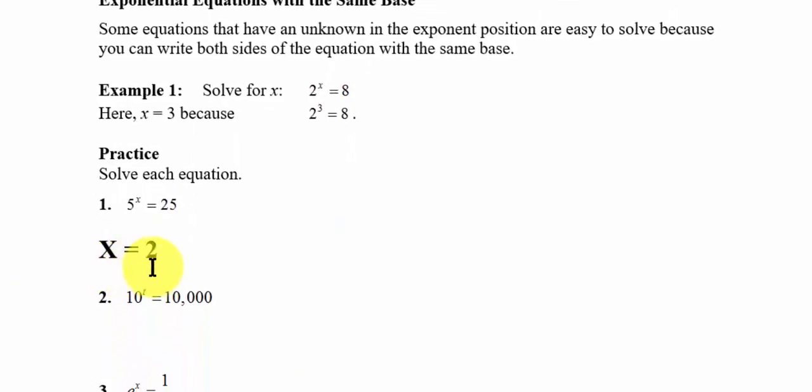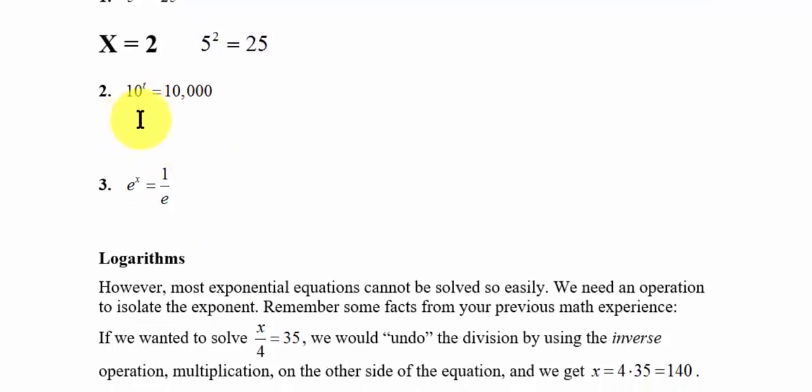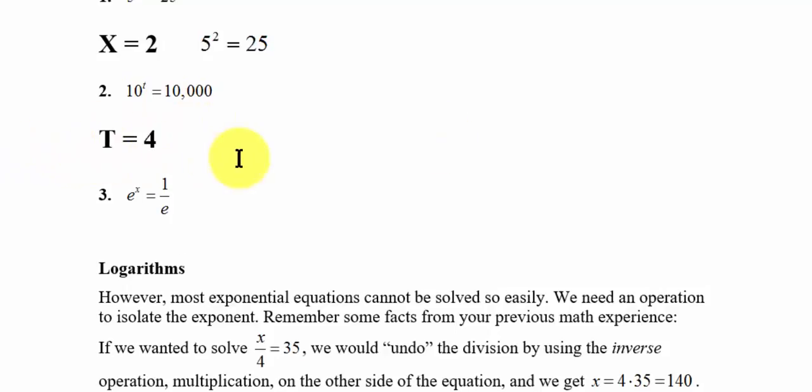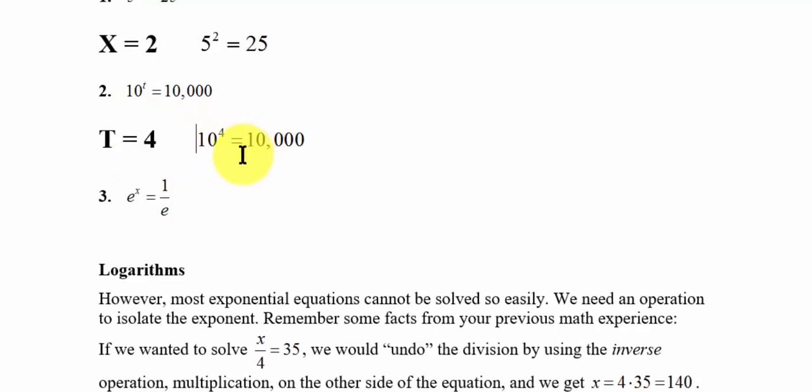Right, so x equals 2 is our answer because 5 raised to the 2 equals 25. If I look at practice problem number 2, really we're saying what value of t would give me 10,000. So the answer would be t equals 4 because 10 to the 4 gives me 10,000.